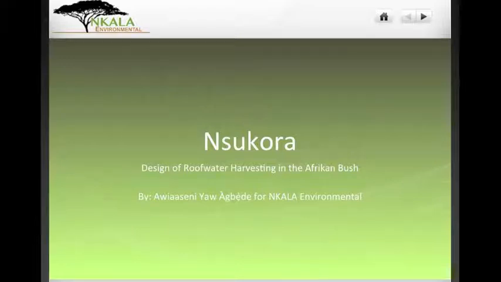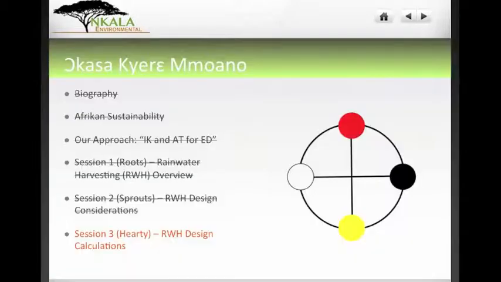I am Yaw Agbede, and this is the third session dealing with Nsukora, which is rainwater harvesting. So let's get right into it.